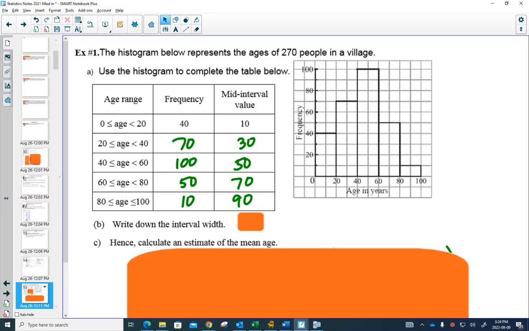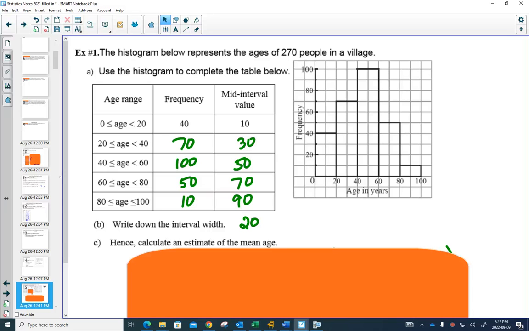So we would say the width of the interval is 20, because the age difference between each line of the histogram is 20. What is the average age of the people in this village, if this is the only data you were given? So we don't know exactly how the 0 to 20-year-olds are spread out. We just know that there are 40 of them.